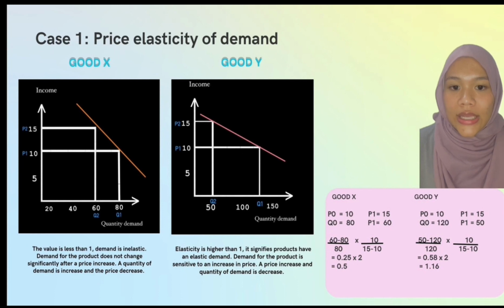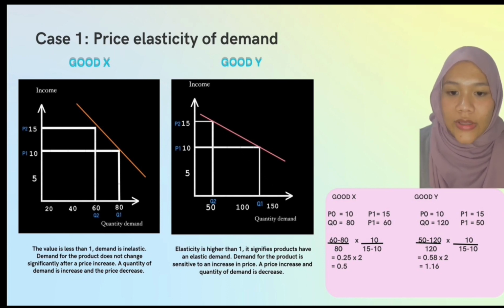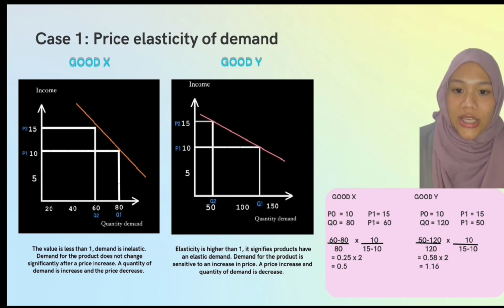For case 1, it is about the price elasticity of demand. Using the formula, for a good X, the value is less than 1. So demand is inelastic. Demand for the product does not change significantly after a price increase. So the quantity of demand is increased when the price is decreased.